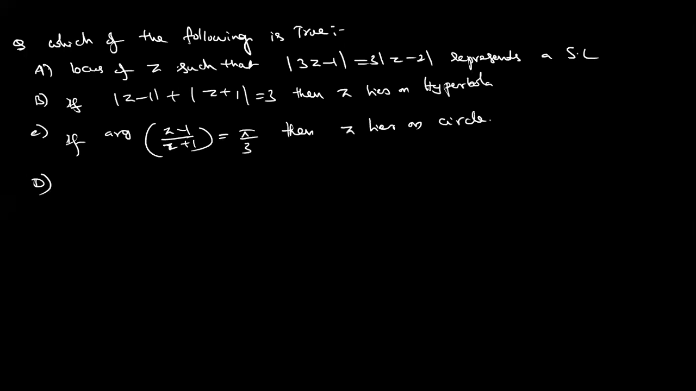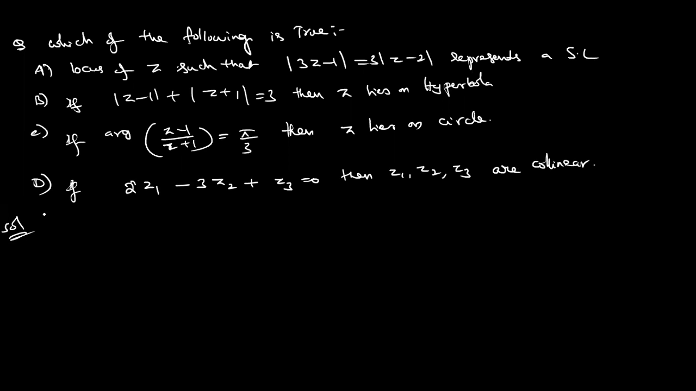Yesterday we discussed the locus of z in the Argand plane. Revise. What are the conditions for z to be a circle? Straight line, perpendicular bisector, ellipse, hyperbola. You should thoroughly revise these formulas. D. If 2z1 minus 3z2 plus z3 is equal to 0, then z1, z2, z3 are collinear.